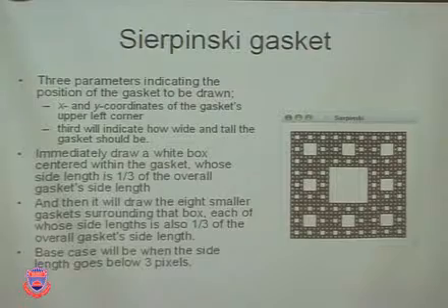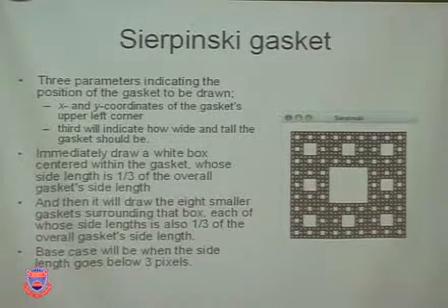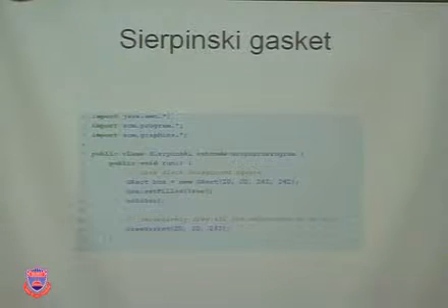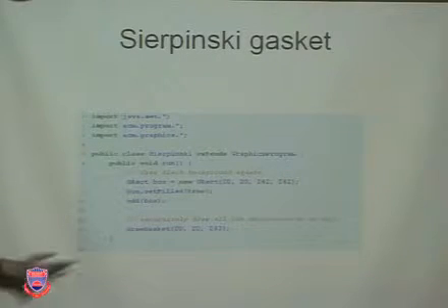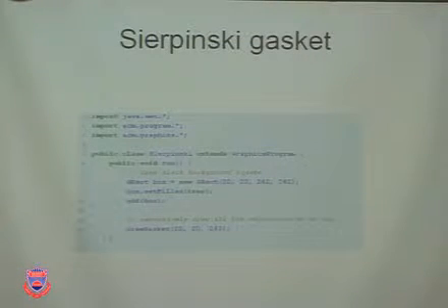So this is again done using recursion, and you have the base case, which is checked for 3 pixels. If it is lower than 3 pixels, it basically stops going further inside the recursion. So initially it starts with draw gasket 20, 20 and then 243. Basically it shows the coordinates and then the size of the gasket.